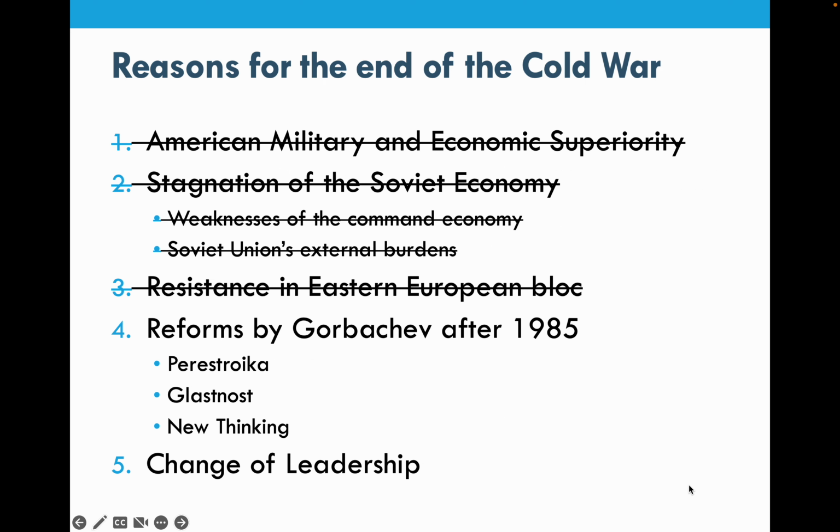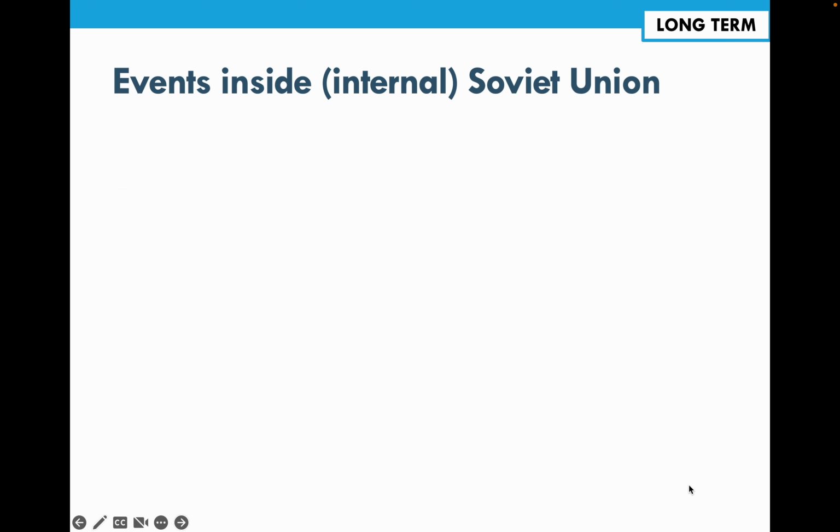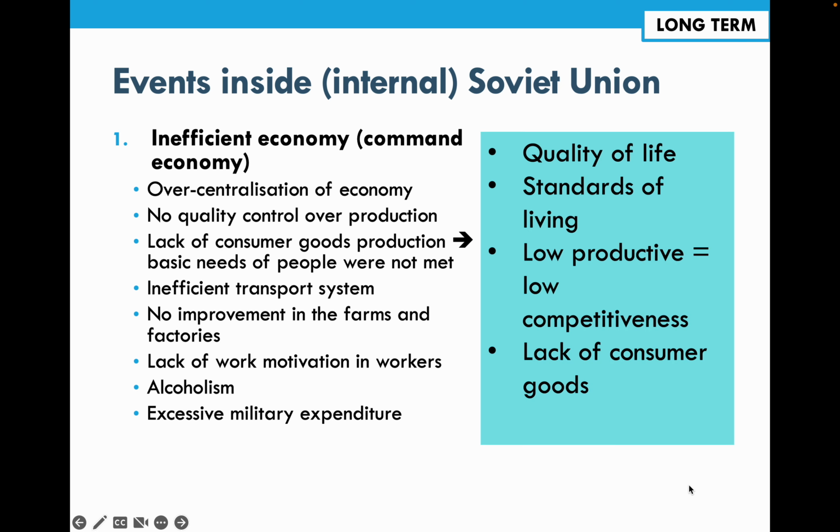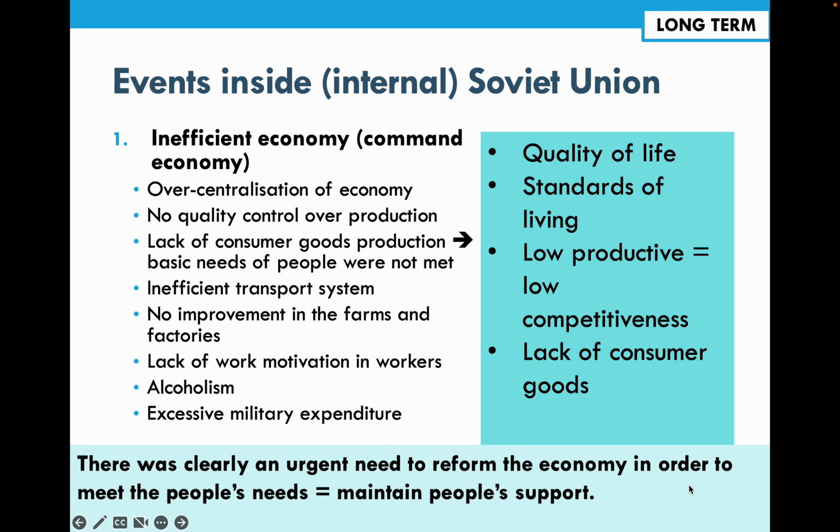So now we have covered the first 3 reasons for the end of the Cold War. Now let's talk about the implementation and consequences of Gorbachev's reforms. Now we already know that internally, the Soviet Union was having an inefficient economy, which affected the quality of life. It led to low standards of living. People were not productive, they were not competitive, there's literally no reason for them to work hard, there's also a lack of consumer goods. So clearly, there was an urgent need to reform the economy in order to meet the people's needs and also maintain people's support.